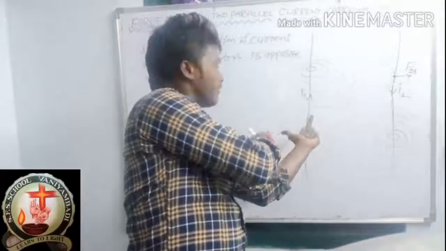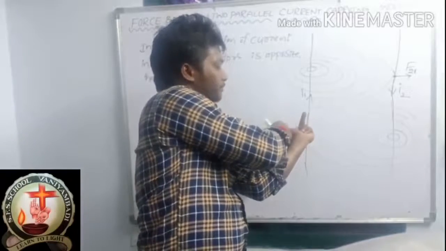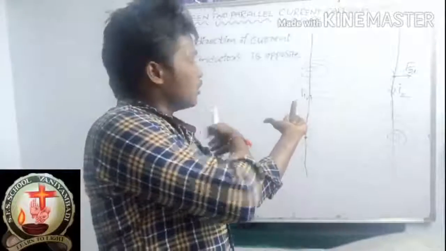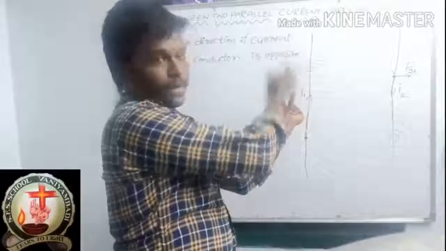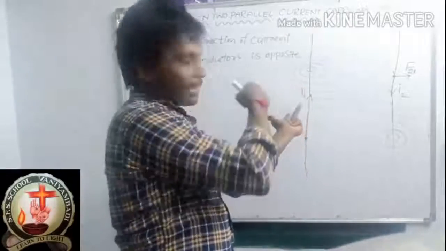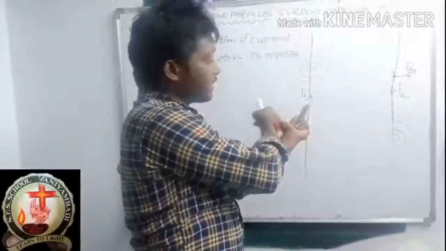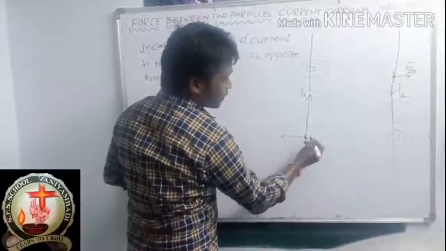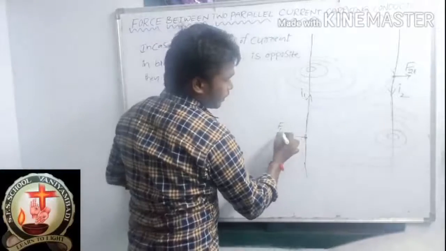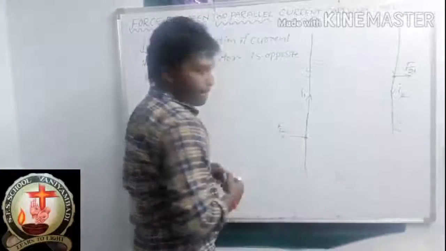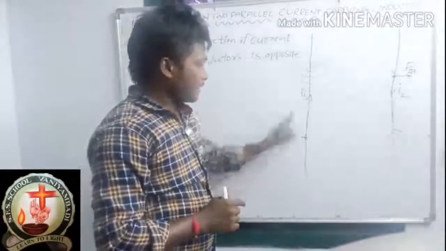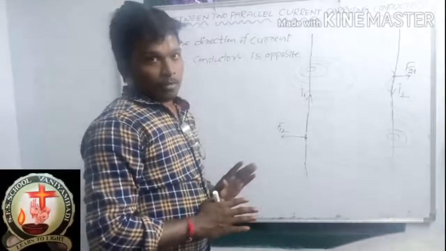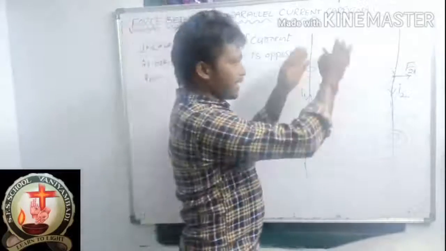Then you can release this thumb finger. At what direction is it showing? Left side. Correct. So this finger will indicate the direction of current upwards, this finger will indicate the direction of magnetic field inside, and this finger will indicate the direction of force. What direction? This side. So this is the force acting on the first conductor due to the second one, F12.